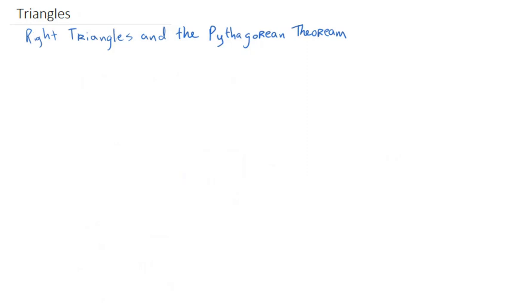Alright, so when we're talking about the Pythagorean theorem, it's first important to understand that we're talking about right triangles. The Pythagorean theorem only applies to right triangles, and one of the most common mistakes I see is when people use the properties of the Pythagorean theorem to apply to a triangle that is not a right triangle.